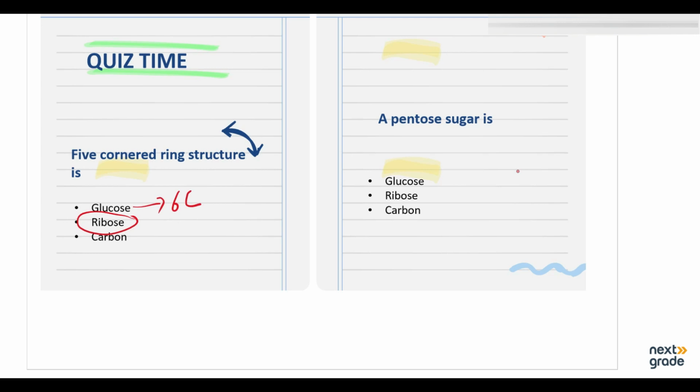A pentose sugar is what? A pentose sugar is a five carbon sugar, right? Is it glucose, ribose, or carbon? As we already know, the 5 carbon sugar is pentose and ribose is a pentose sugar. So here the correct answer is ribose.